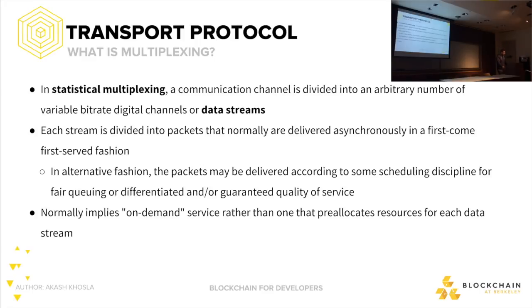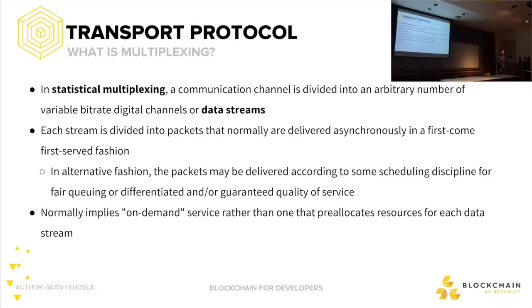So packets may also be delivered according to some kind of scheduling. You might have some queuing. You might have quality of service to prioritize other people, which is bad for net neutrality. But this also implies on-demand service rather than one that pre-allocates resources. So we don't try to pre-allocate for multiplexing purposes. We try to do things on demand to maximize the speed between all the packet transfers we do.